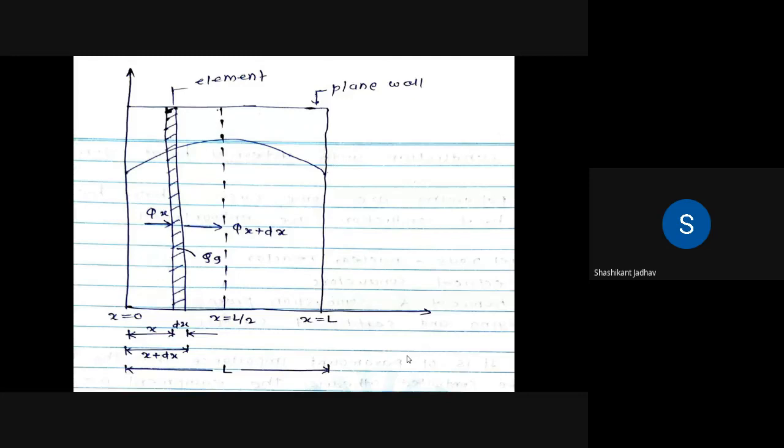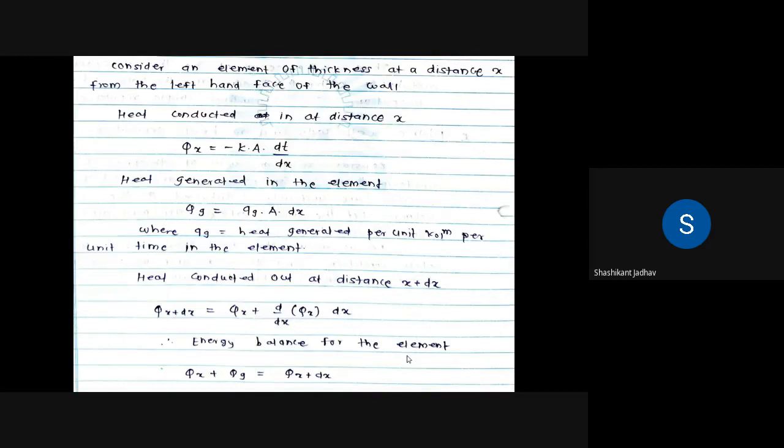Okay, now write down the next line. Consider an element of thickness dx at a distance x from the left hand face of the wall. Heat conducted in at a distance x.